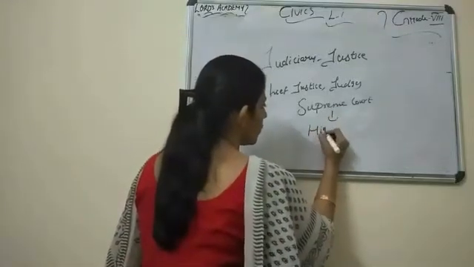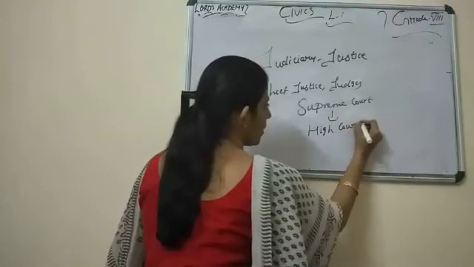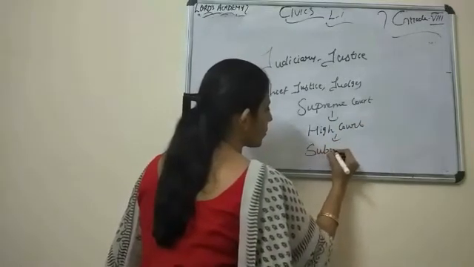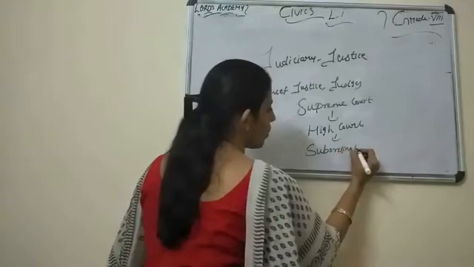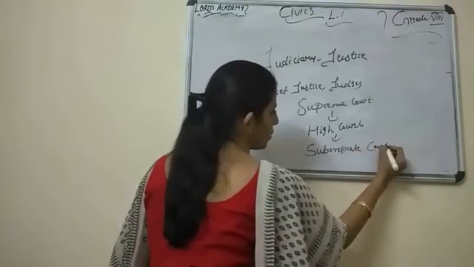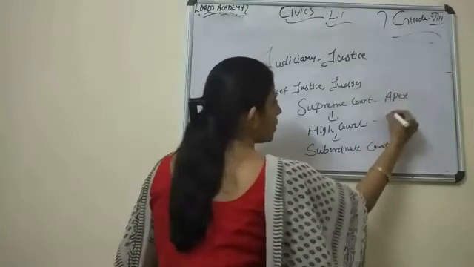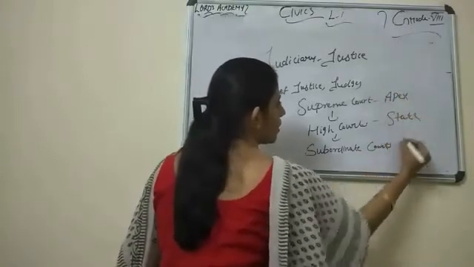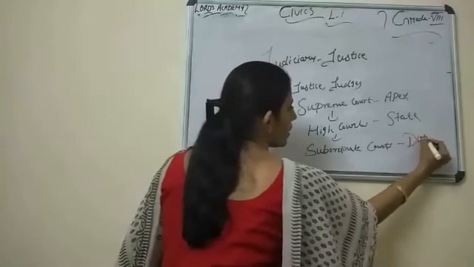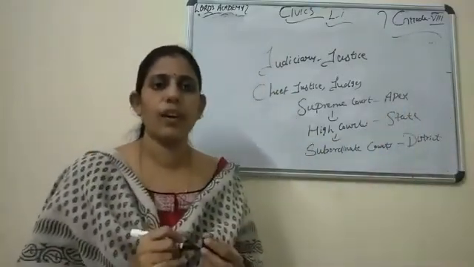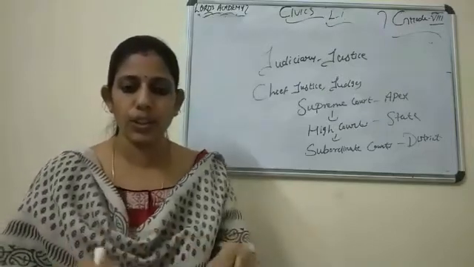The apex court is the Supreme Court, and below that is the High Court, in each state a High Court. And the last one is the district courts or the subordinate courts. The courts at the district level and below are known as subordinate courts. Okay, so this is the apex court. This is the highest court in the state. This is the court that is at the district level. Is it clear? Okay, so this is about the judiciary.